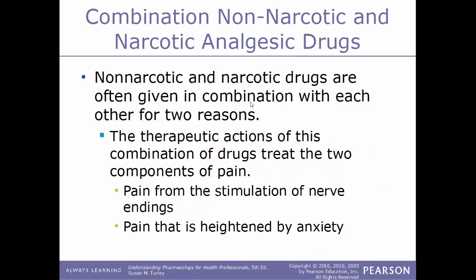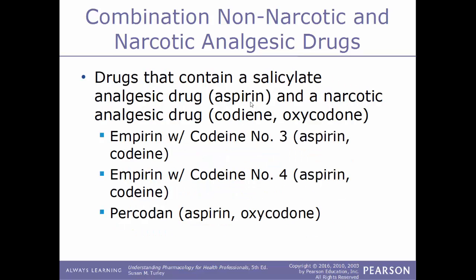Second reason, the therapeutic actions of this combination of drugs treat the two components of pain. You have the pain from the stimulation of nerve endings, and also the pain that is heightened by anxiety. There are some other possible combinations of non-narcotic and narcotic analgesics: drugs that contain a salicylate analgesic drug like aspirin, and a narcotic analgesic drug like codeine or oxycodone.